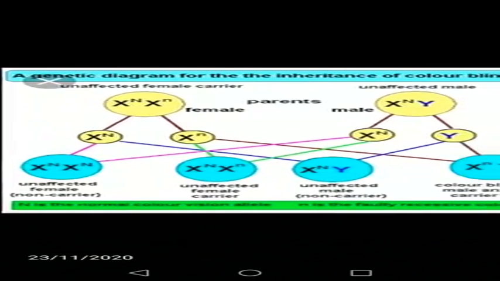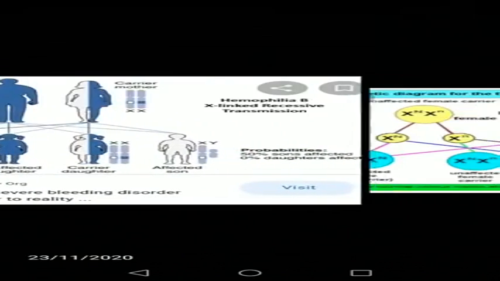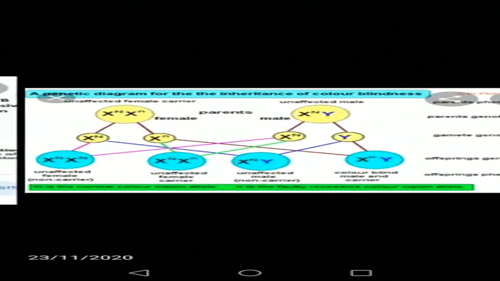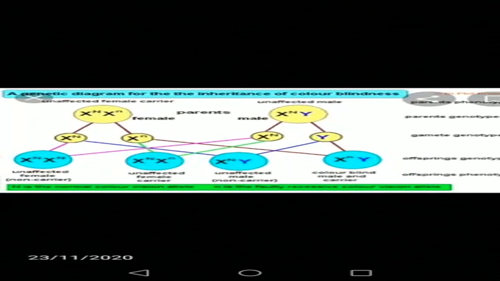Okay, the next topic is the inheritance of Y-linked gene. Here, genes in the non-homologous regions of the Y chromosome are inherited directly from male to male. What does non-homologous mean? Homologous means the regions shared by the chromosomes; XY is the male. Here the regions are non-homologous, so they are inherited directly from male to male.